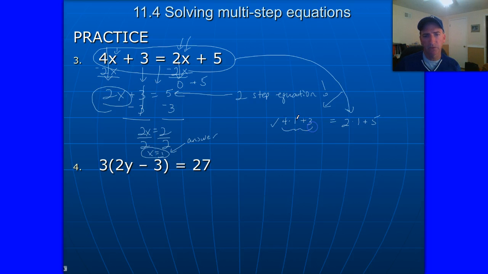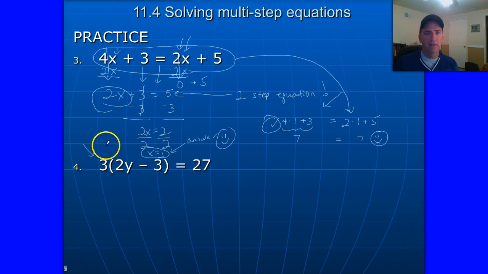It works out to be true. So 4 plus 1 is 4, plus 3 is 7. 2 plus 1 is 2, plus 5 is 7. 7 does equal 7. So my check is true. Again, that's just checking my answer. My answer is correct because I checked it and it worked out right. Okay, our last question right here, number 4.